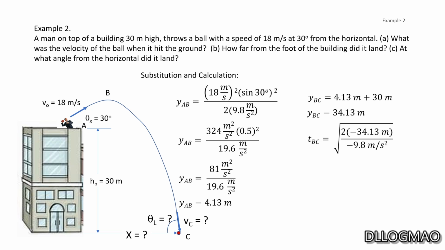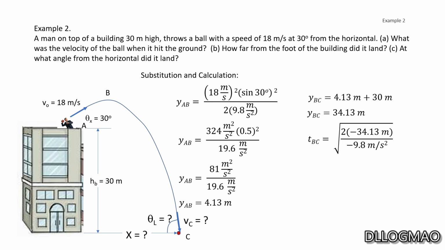The time from the highest point to the ground is the square root of 2 times negative 34.13 meters divided by negative 9.8 meters per second squared. Why is the 34.13 meters negative? Why is the acceleration due to gravity negative? The reference point in this item is point B, the highest point, and the ball is moving downward. The displacement of the ball is directed downward.